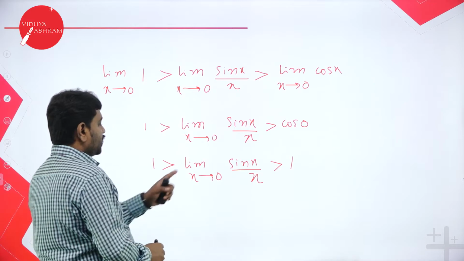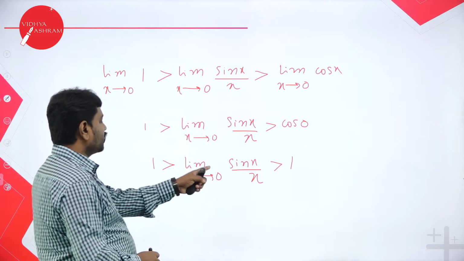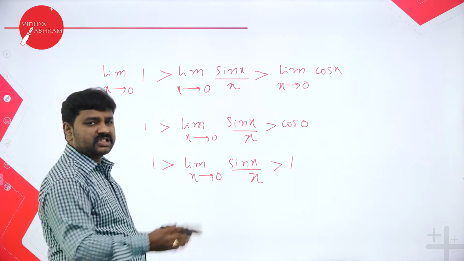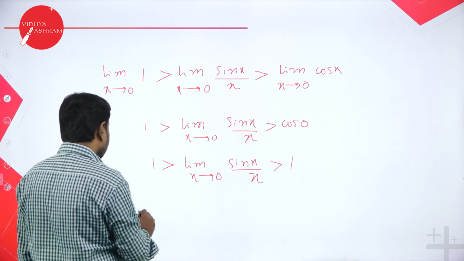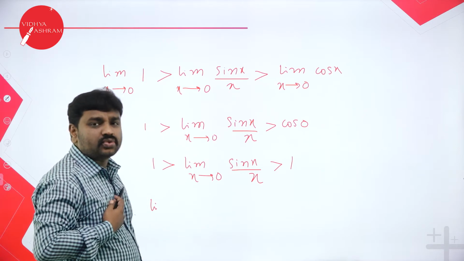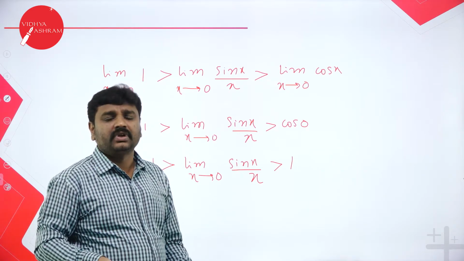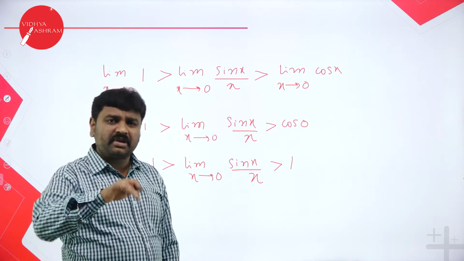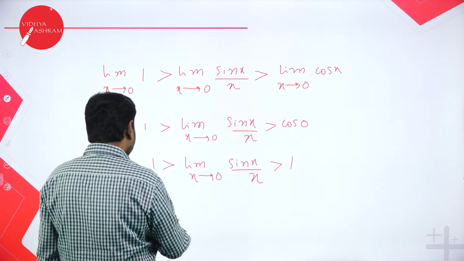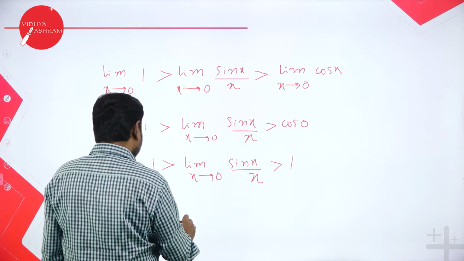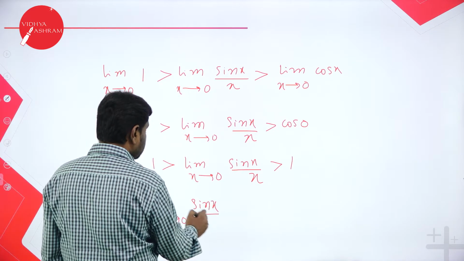See, the sin x by x value: 1 is more than this and this is more than 1, means it is between 1 and 1. Therefore, what is the conclusion? Say I am between Mysore and Mysore, means I am in Mysore. I am between Bangalore and Bangalore, means I am in Bangalore. So limit x tends to 0 sin x by x lies between 1 and 1, which means it is 1.